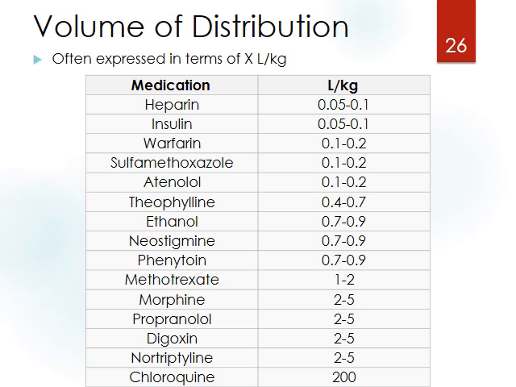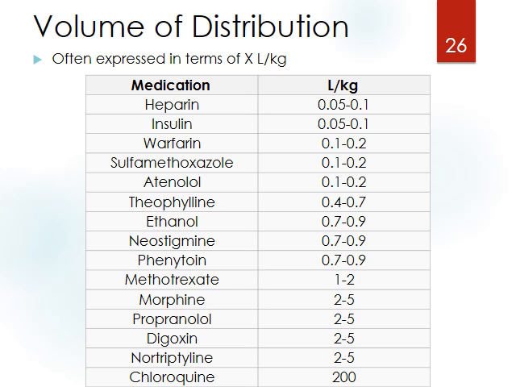So you can see things can have a very low volume distribution. Something like heparin, say only 0.05 to 0.1 liters per kilogram, which means that it's going to like to really preferentially stay within the central circulation, which is a good thing because heparin is an anticoagulant. We want it to work on the blood. We don't really need it to work out in the tissue. We're not really worried about it there.